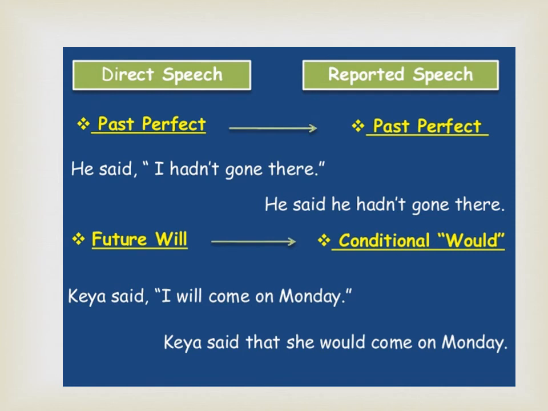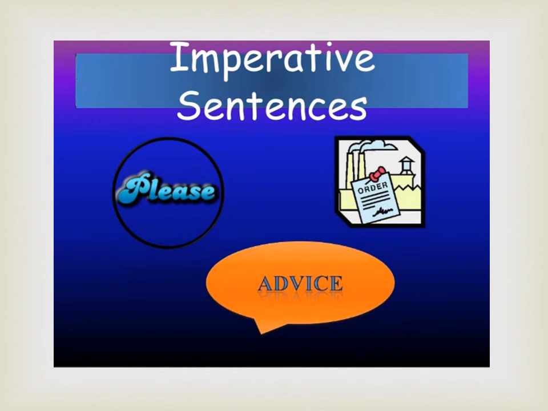Now, let us see some more examples with past perfect to past perfect. He said, "I hadn't gone there." He said he hadn't gone there. Now, next is future tense, that is will. Kaya said, "I'll come on Monday." Now, when we want to change to reported speech by using the conditional, that is would: Kaya said that she would come on Monday. Now we will see imperative sentences, children, and how we are going to change them.